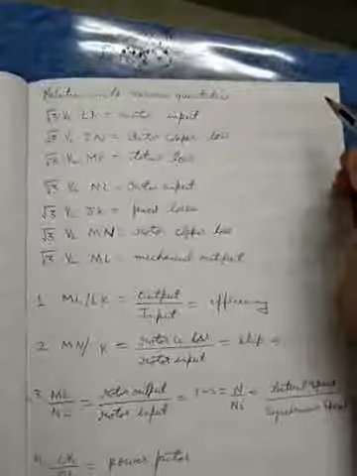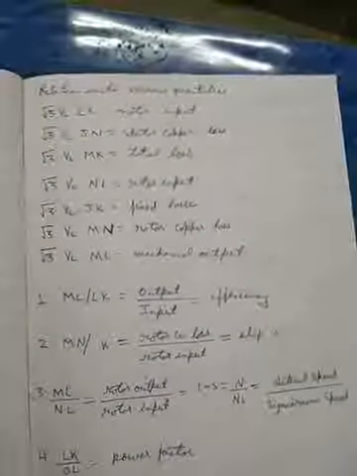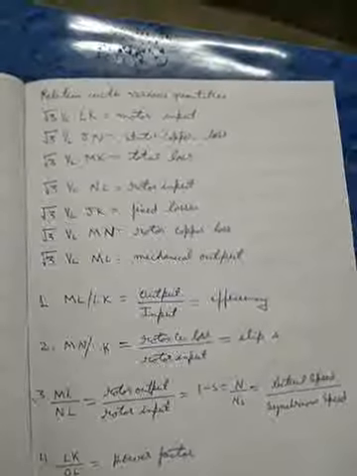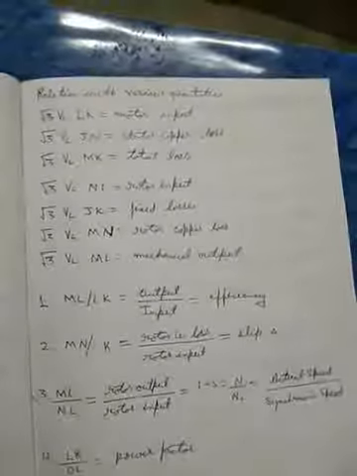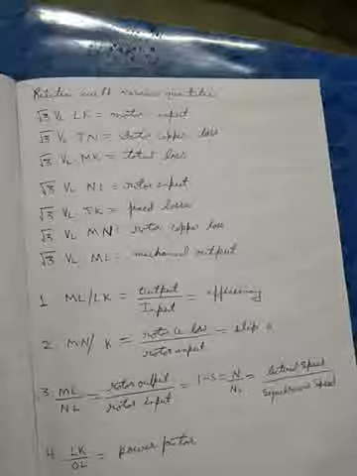Now the various relations with various quantities: to calculate the motor input, root 3 VL LK is equal to motor input, root 3 VL JN is equal to stator copper losses, root 3 VL MK is equal to total loss, root 3 VL NL is equal to rotor input, root 3 VL JK is fixed losses, root 3 VL MN is equal to rotor copper losses, root 3 VL ML is equal to mechanical output.